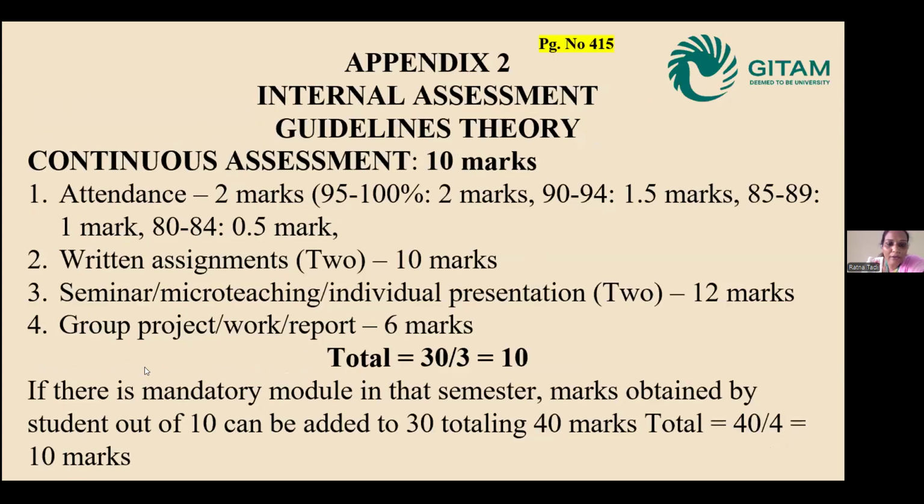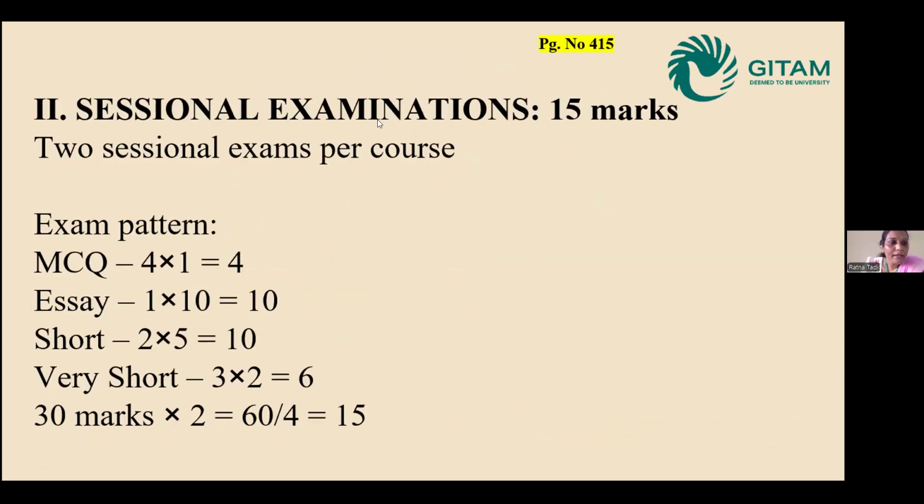So that's how we have to get the internal mark for theory. And this is not the internal mark, this is only continuous assessment. Continuous assessment is for 10 marks. Now another criterion is the sectional exam. Sectional exam marks were out of 15 marks. So then only 10 plus 15 will be 25.